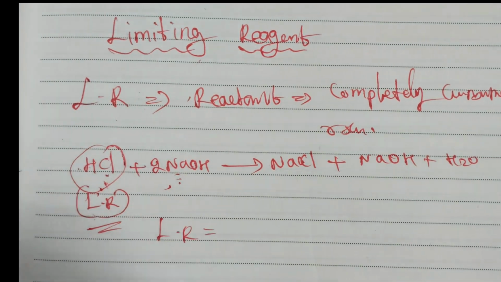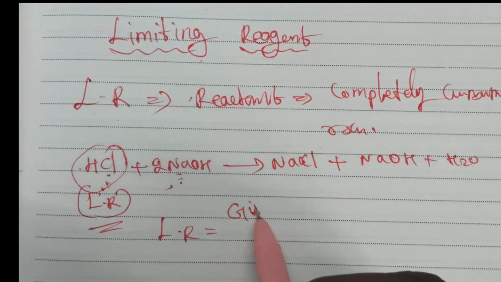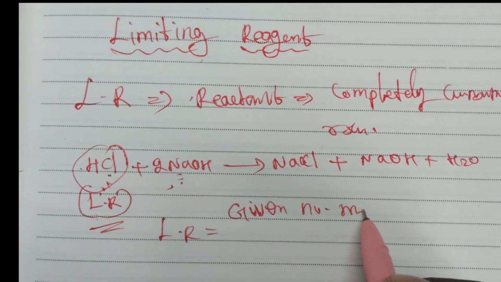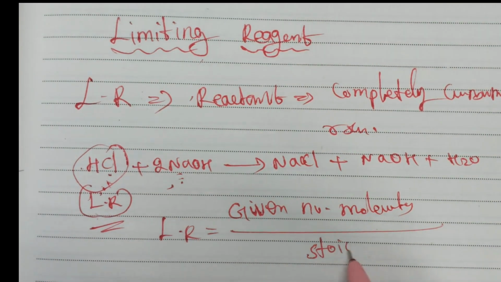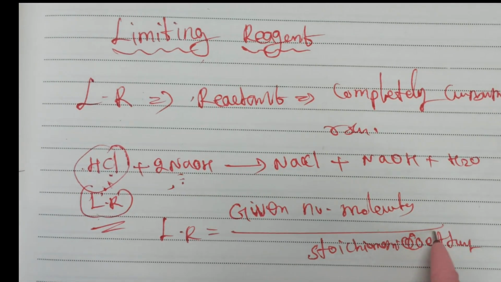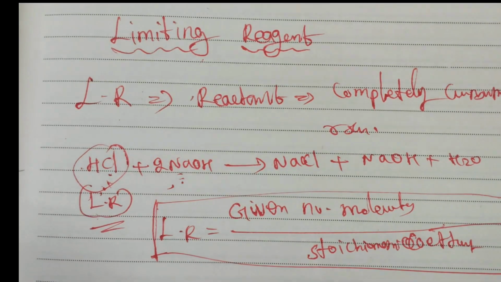The limiting reagent is equal to the given number of molecules, that is, the amount of substance represented as moles, divided by its stoichiometric coefficient. Okay, so this is very important for finding the limiting reagent.